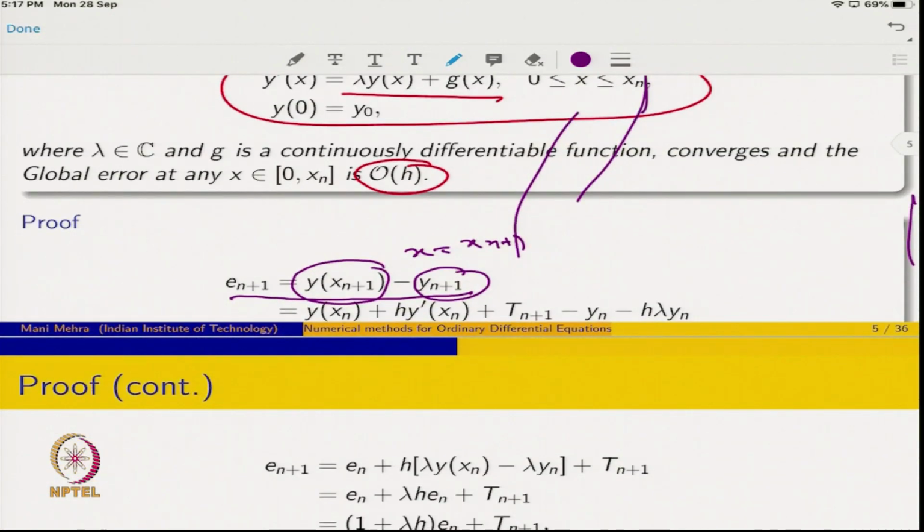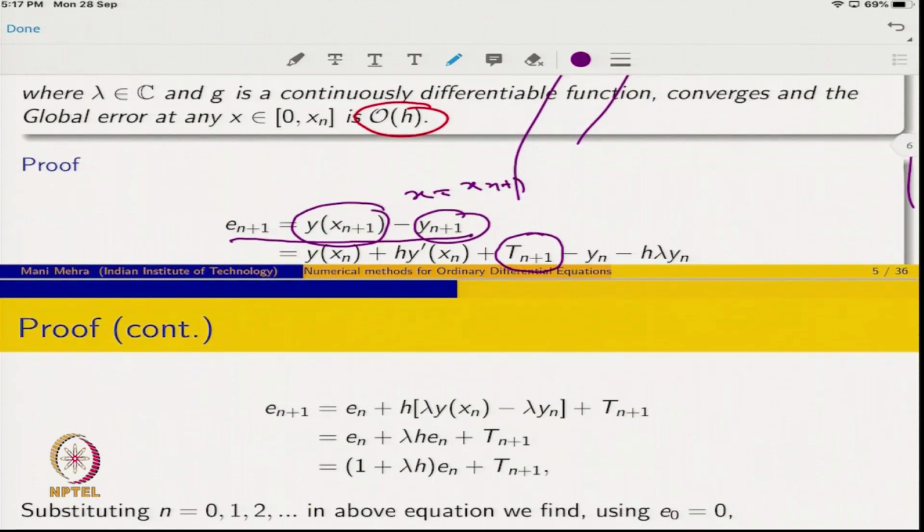So, here basically truncation error plays a role. Truncation error decides the order of the method, that we have already seen. Here you see I am expanding this y(x) as a Taylor series function around point xn, and I also write the difference equation I have written. So, y(xn+1) is equal to y at xn plus h y' at xn plus truncation error, which is Tn+1, basically a truncation error.